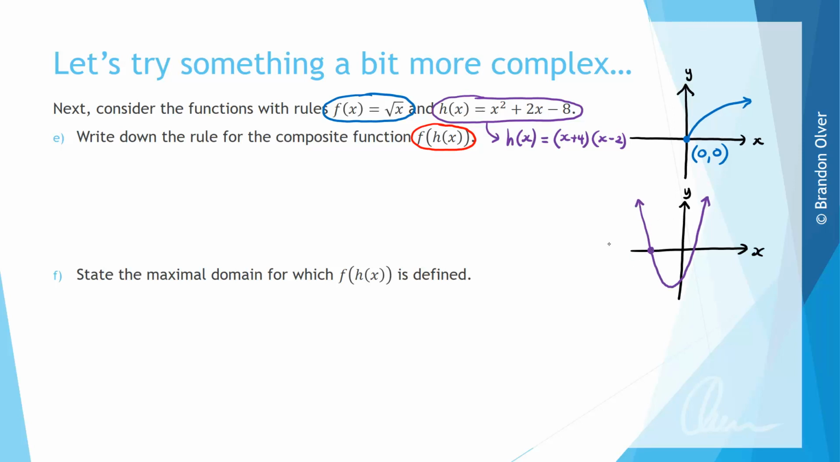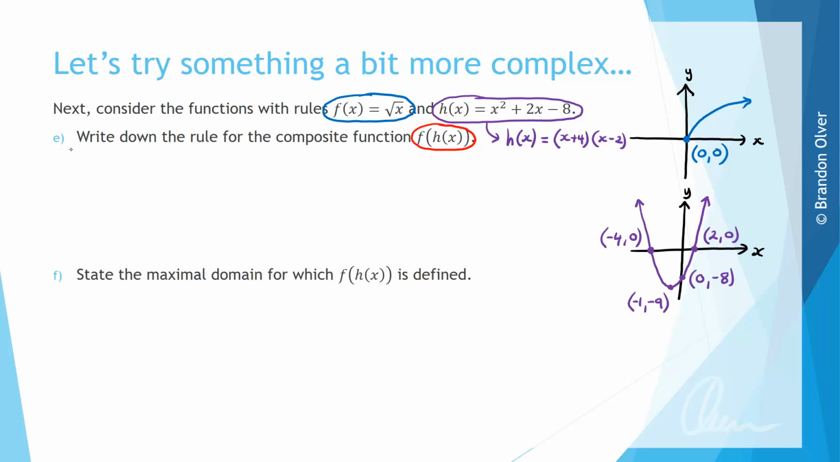And its value here is going to be negative 4, 0. And this x-intercept is going to be at 2, 0. And not that we need them, but this is 0, negative 8. And the turning point is at negative 1, negative 9.